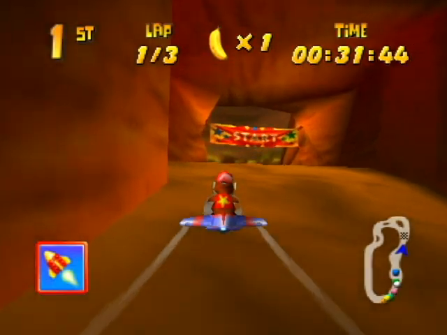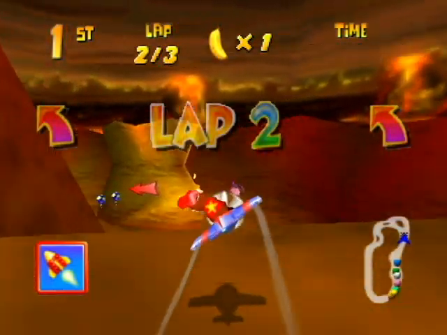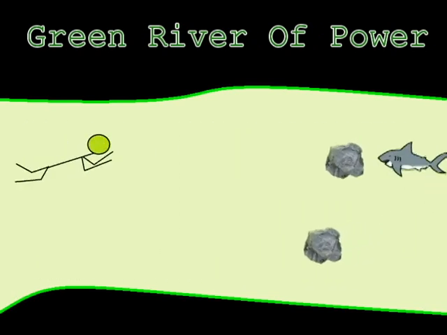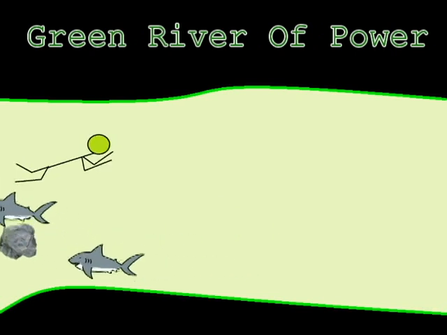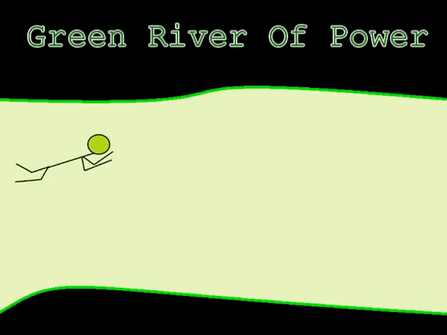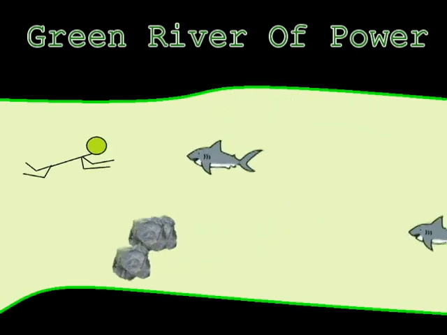If none of this seems intuitive to you, let's take for example the following game called the Green River of Power. In this game, the player must swim while dodging obstacles such as rocks and sharks. At the end of the first stage, the game greets the player with another swimming stage with more sharks and rocks. At the end of the second stage, the game greets the player with yet another swimming course that they must embark on.